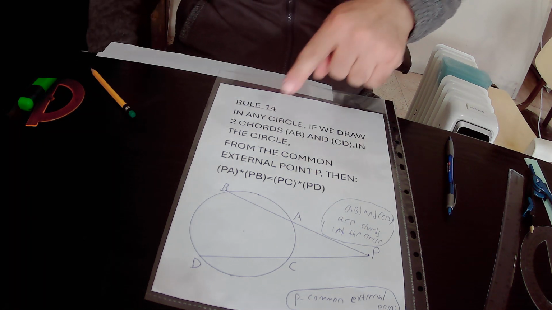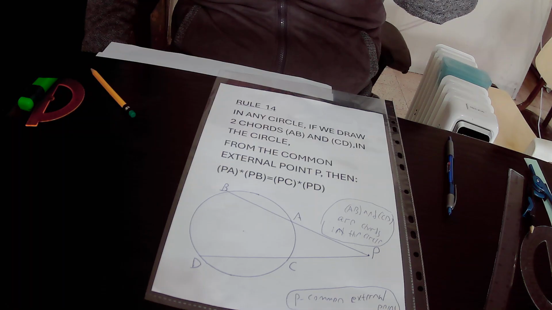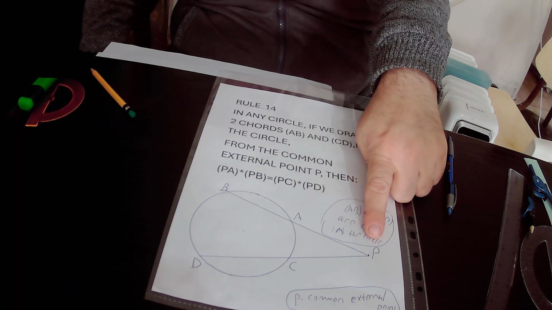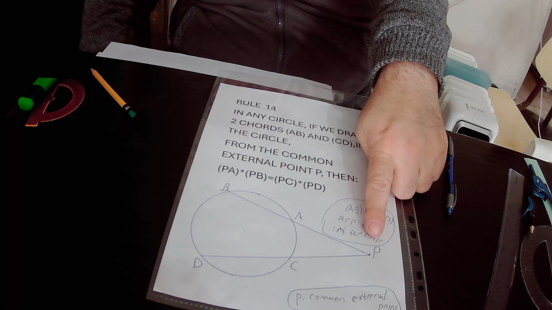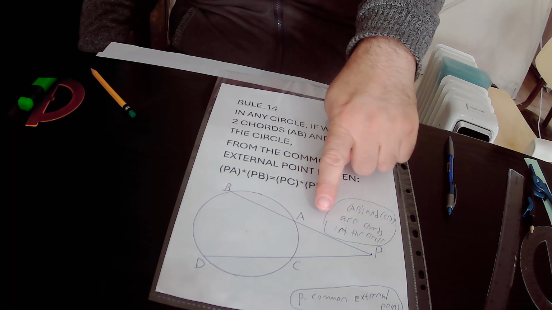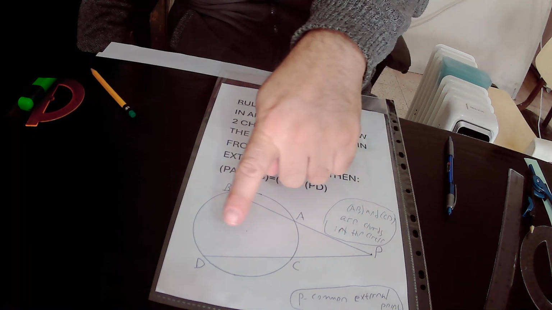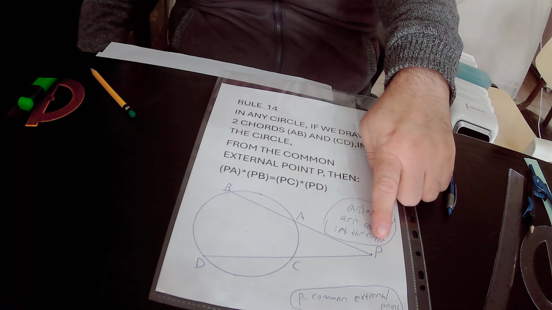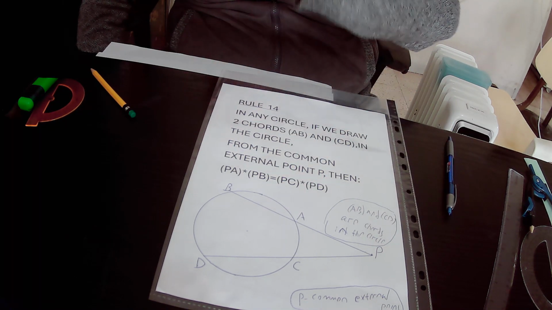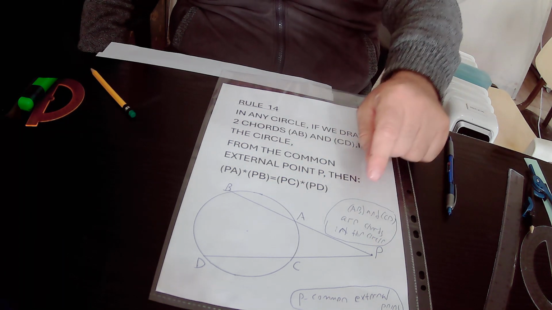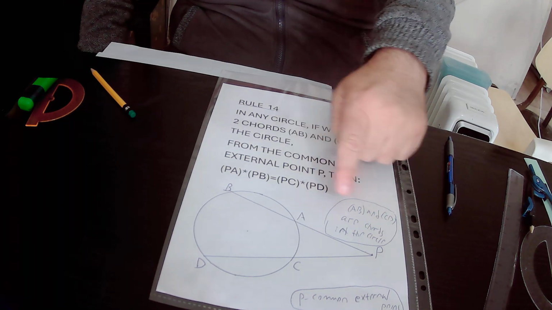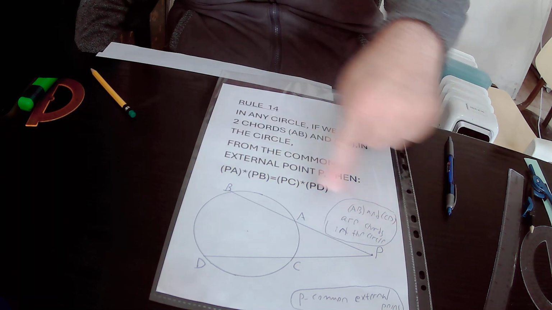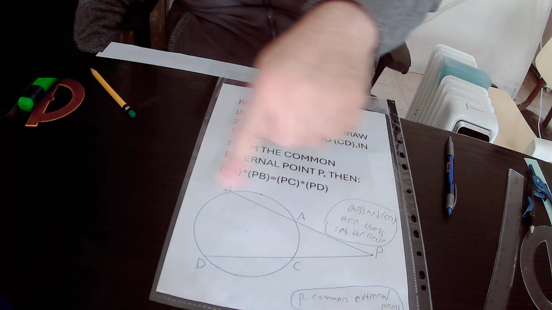So we have here a circle, and here we have the common external point P. From the common external point P, we draw two chords inside this circle, chord AB and chord CD. So in this drawing, the following equation will be true: PA times PB equals PC times PD. Again, PA times PB equals PC times PD.